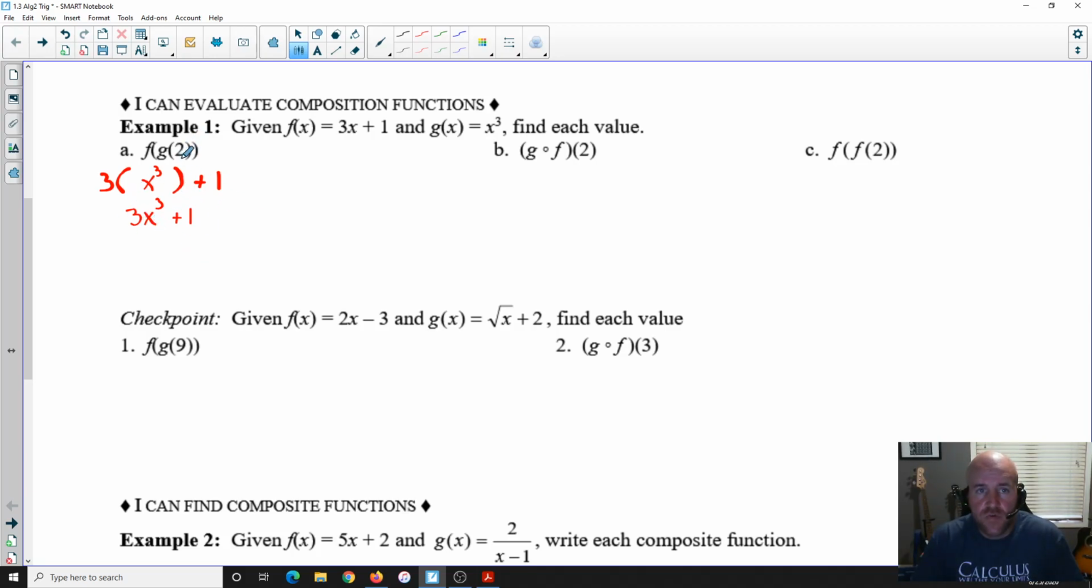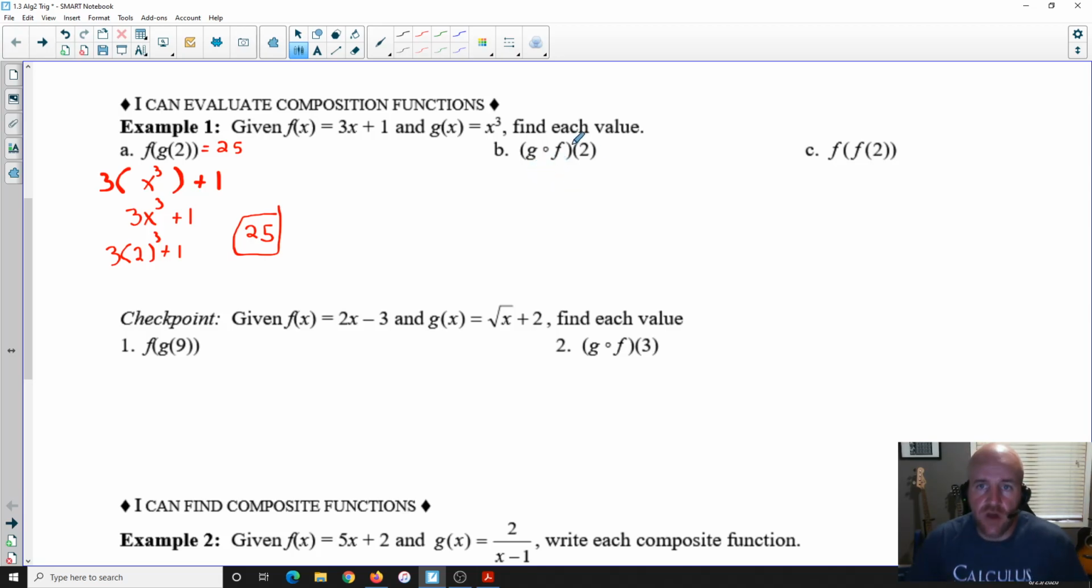Now, we have this 2 still. So this 2, we know from function evaluation that that is an x value. So we're going to plug that in to the function. So 3 times 2 cubed plus 1. So 2 cubed is 8 times 3 is 24 plus the 1, so that would be 25. You could write it up here too. f of g of 2 equals 25. So that's our answer for the first one. Okay, so hopefully you're catching on a little bit. If not, give us some time.